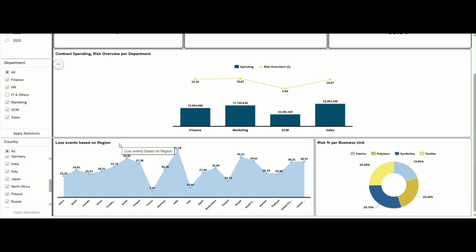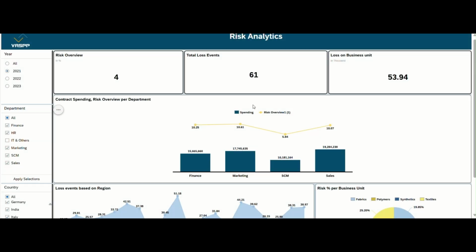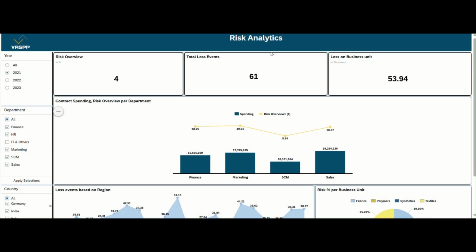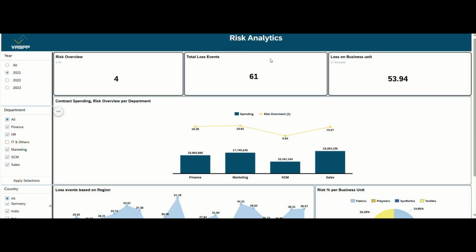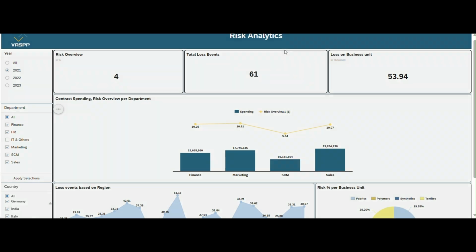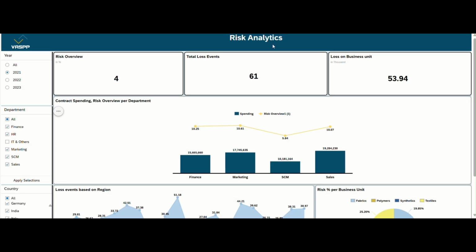Let's talk about why these risk metrics are not just numbers, but strategic tools for decision makers. First, proactive risk management. With real-time visibility into risk exposure, incident counts, and financial loss, business users can spot red flags early. This means you can take action before a small issue turns into a major disruption, whether it's supplier delays, compliance breaches, or operational failures.